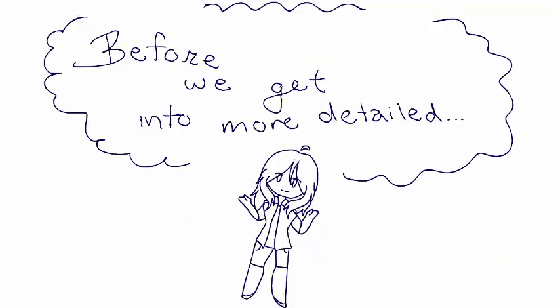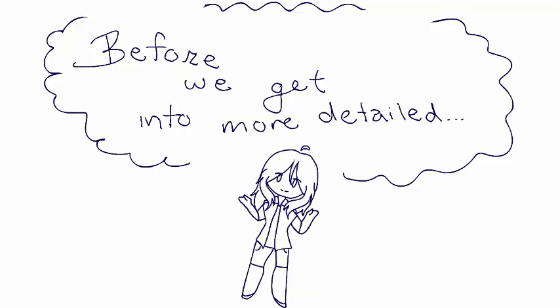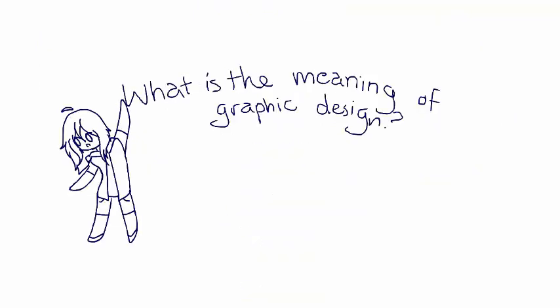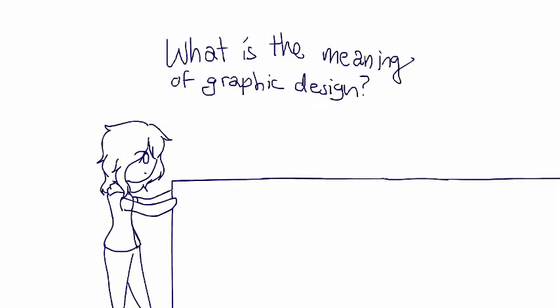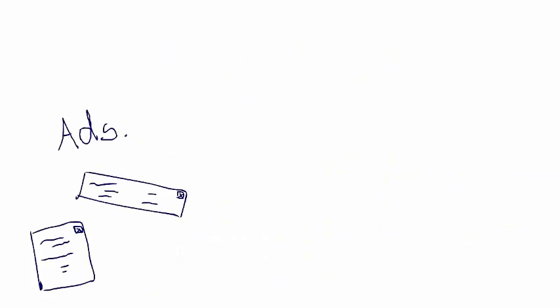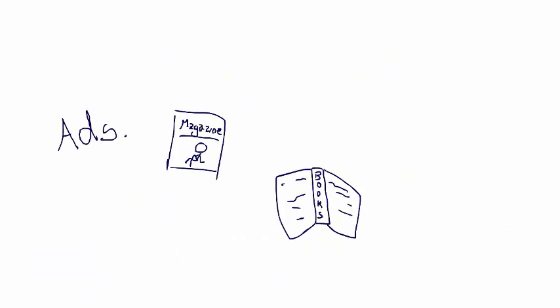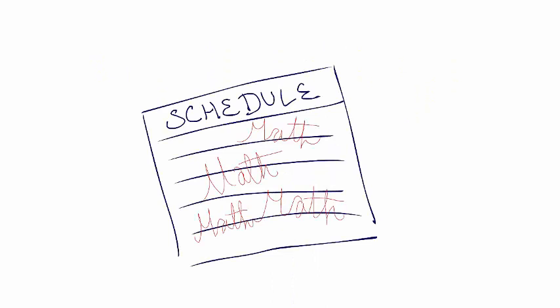And before we start talking about more detailed information on how or what artists out there need to know to get a graphic design career, we'll start off with what is the meaning of graphic design and what is the need for math in graphic design. What is the meaning of graphic design, you might ask right now? Well, graphic design is the art or skill of combining text and pictures in advertisements, magazines, books, and everyday objects.